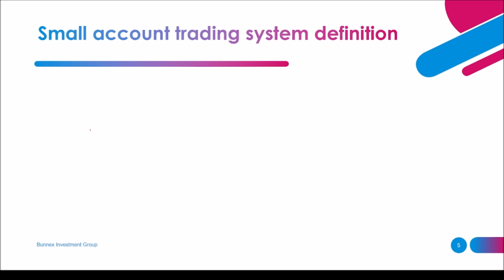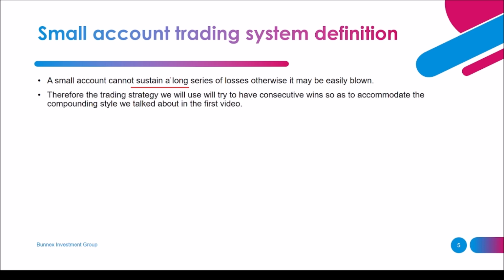So the first topic that we are going to be talking about is the small account trading system definition. So what is this system? A small account cannot sustain a long series of losses, otherwise it may be easily blown out. So if you have a small account and incur probably 5-6 losses in a row without proper risk management, you can easily blow it out. Therefore, the trading strategy will try to have consecutive wins so as to accommodate the compounding style we talked about in the first video.